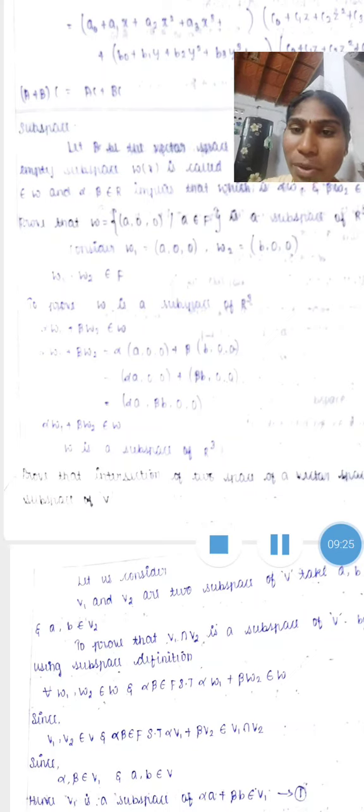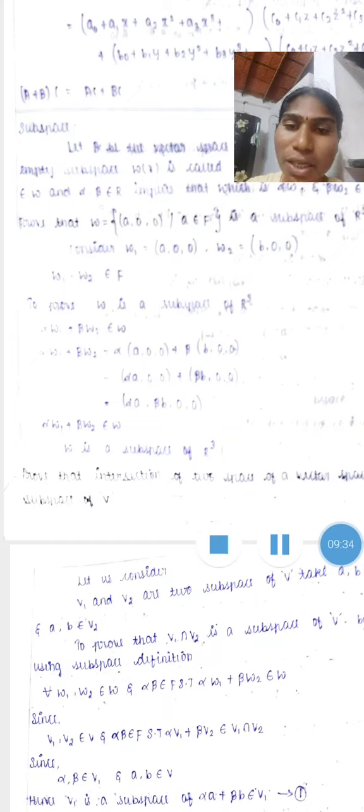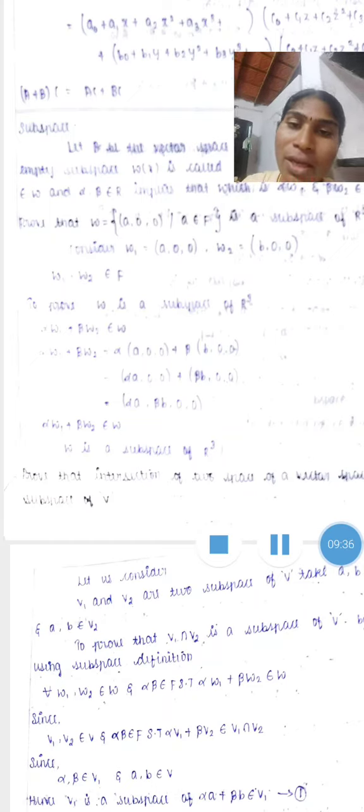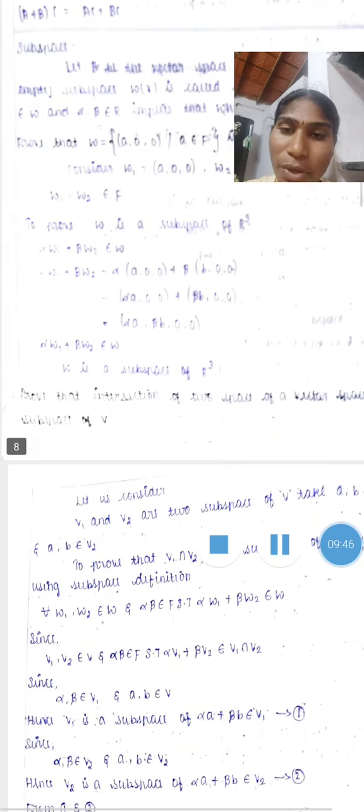To prove W is a subspace of R cube, we show alpha W1 plus beta W2 belongs to W. So alpha W1 plus beta W2 is alpha into (a, 0, 0) plus beta into (b, 0, 0). Multiply alpha and beta inside. So we get (alpha a, 0, 0) plus (beta b, 0, 0). So separate: (alpha a plus beta b, 0, 0). So alpha W1 plus beta W2 belongs to W. So W is a subspace of R cube.